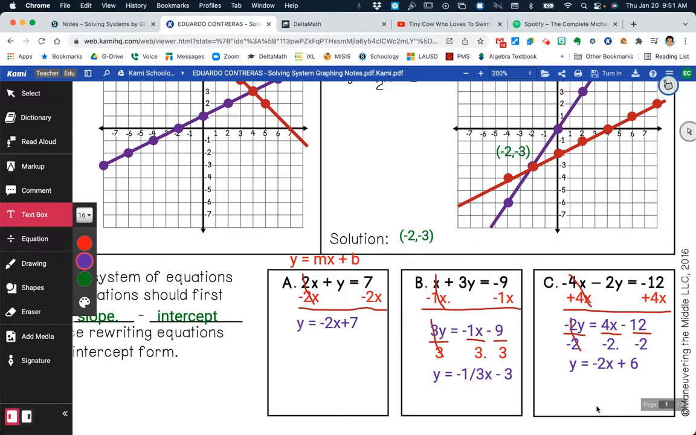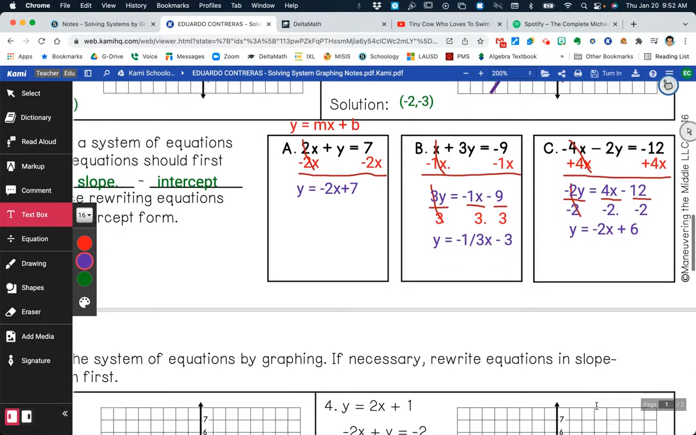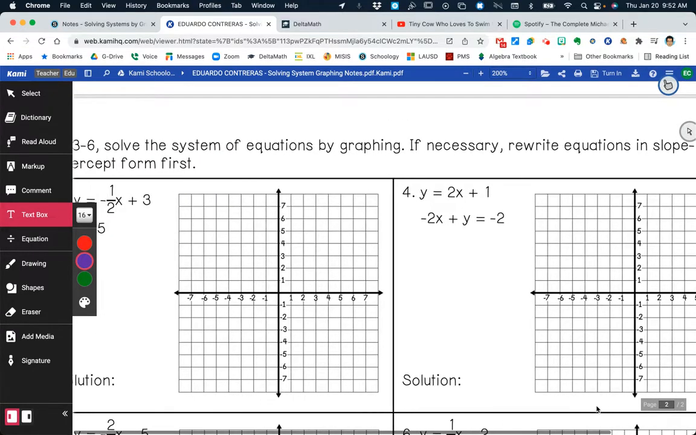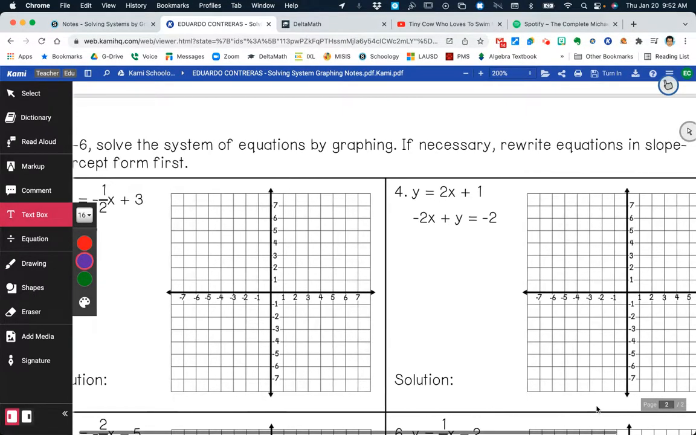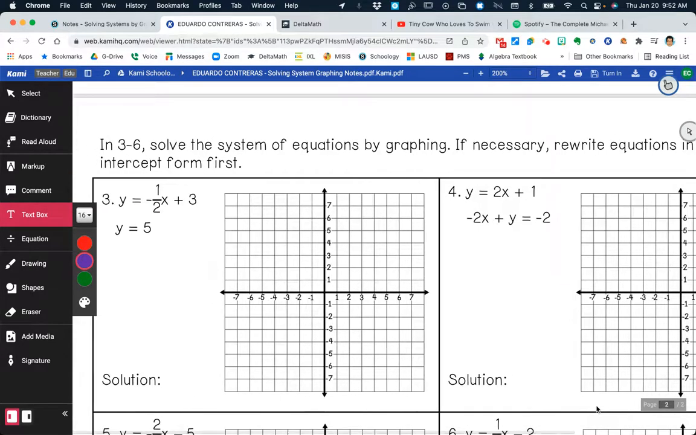Okay, guys, let's practice solving. This is going to be typical of some of the equations you're going to have. Let's go down and do some graphing. We're only going to do 3 and 4. It says, solve the system of equations by graphing. If necessary, and it will be necessary, rewrite equations in slope-intercept form.